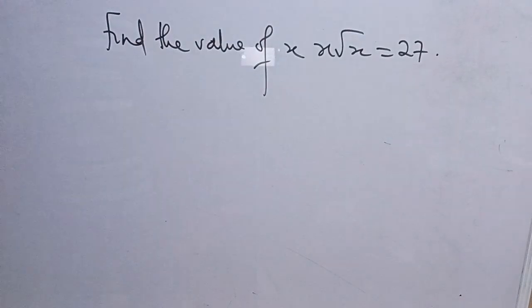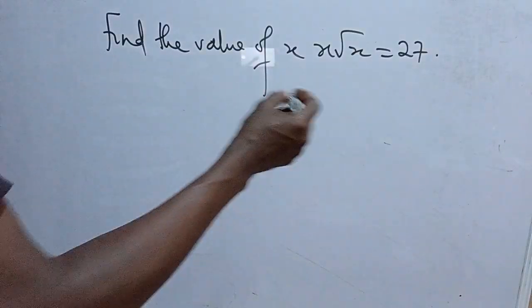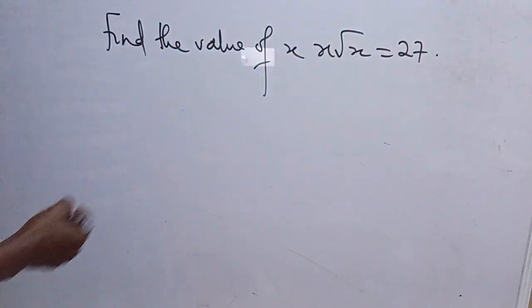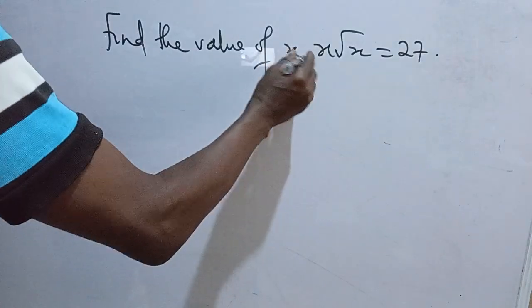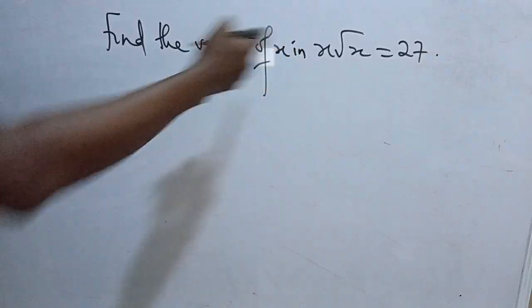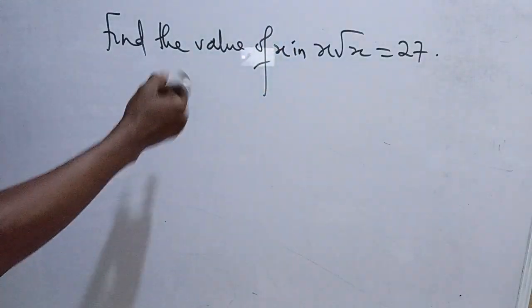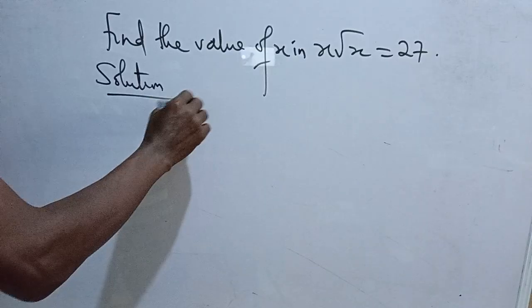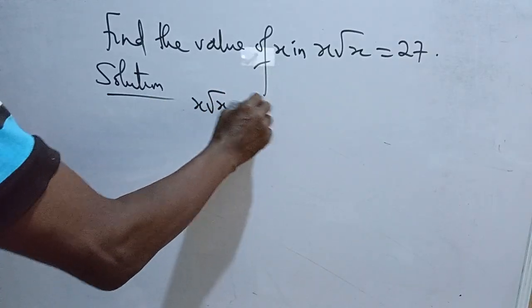Hello. Let's quickly find the value of x in this algebraic expression. Find the value of x in, let's say, x root x is equal to 27. Okay, let's say solution: x root x is equal to 27.